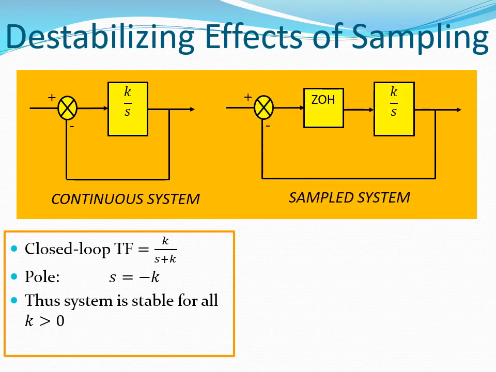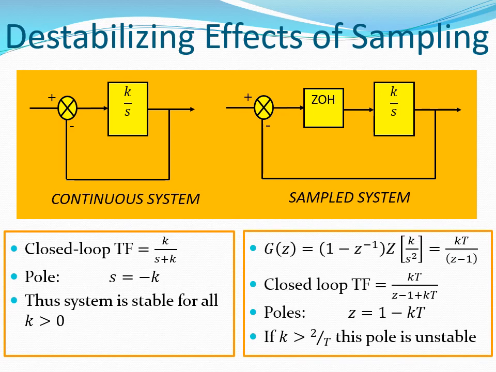Let's now turn the system into a discrete control system by introducing a zero-order hold DAC. The forward TF in Z domain becomes KT over Z minus 1. The closed loop TF becomes KT over Z minus 1 plus KT. The pole is at 1 minus KT. In order for the system to be stable, the pole must be inside the unit circle. Therefore, K must be less than 2 over T.